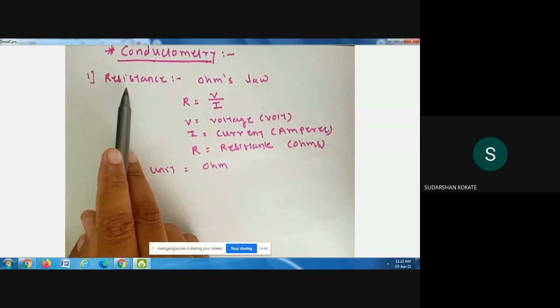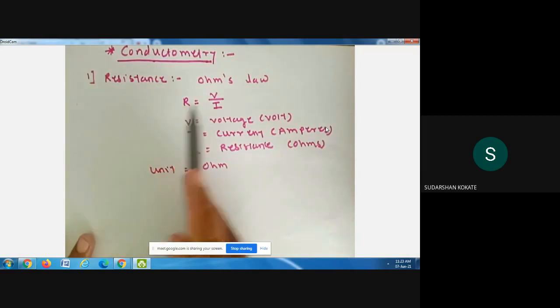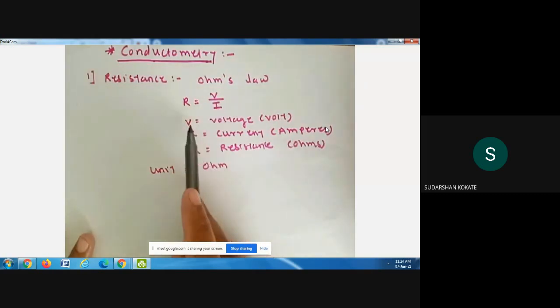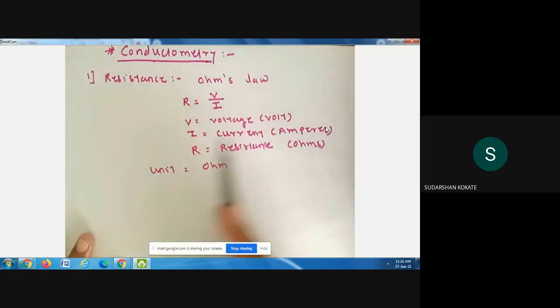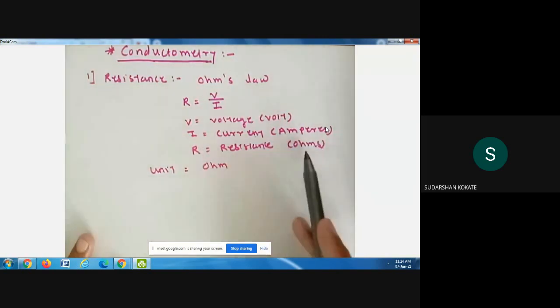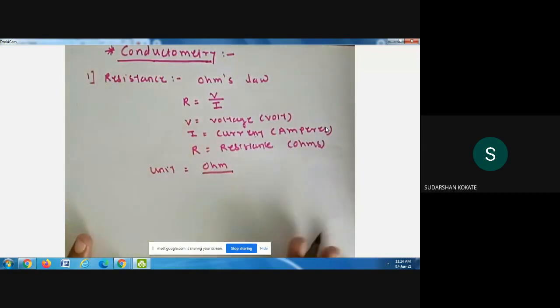The first term is resistance. Resistance is denoted by R, right? And resistance can be calculated by using Ohm's law. So resistance R equals V upon I. V stands for voltage in volt, I stands for current in ampere, R is resistance in ohm. The unit of the resistance is ohm, right? Is that clear?